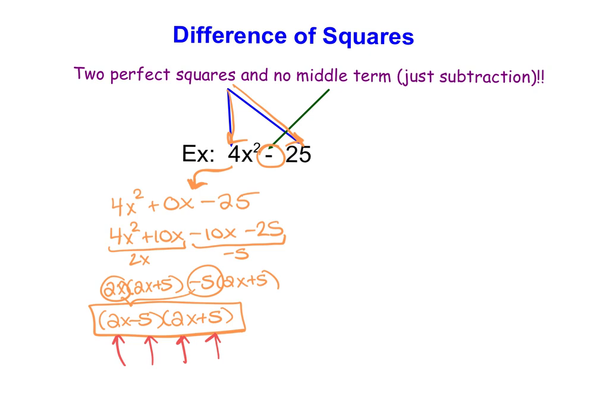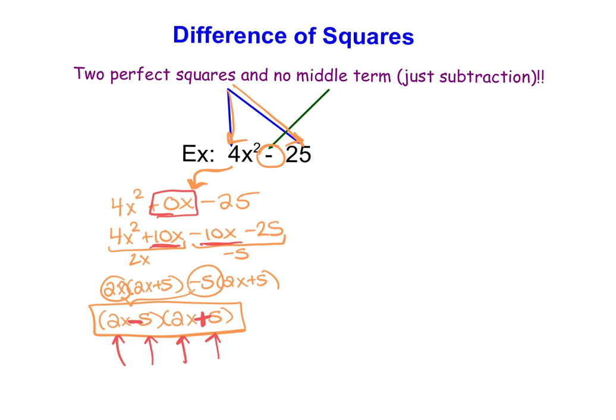The only difference here is that one of these parentheses has a subtraction and one of these parentheses has an addition. And the reason that that results is because of this middle term of 0. We need to have a positive and a negative version of that 10x there to cancel out and become 0 in the middle, which is why there's no middle term in the middle of a difference of squares problem.